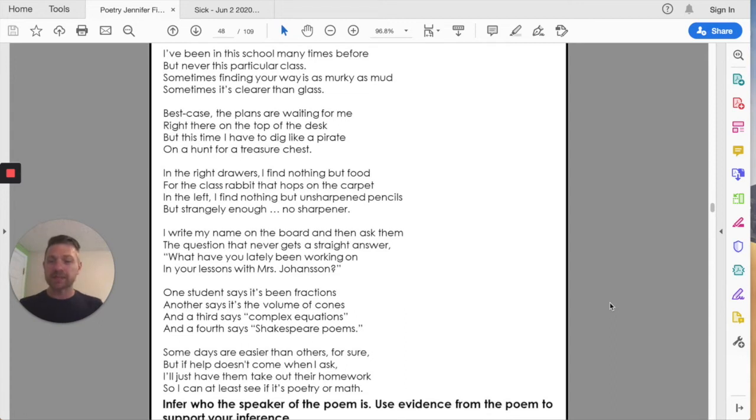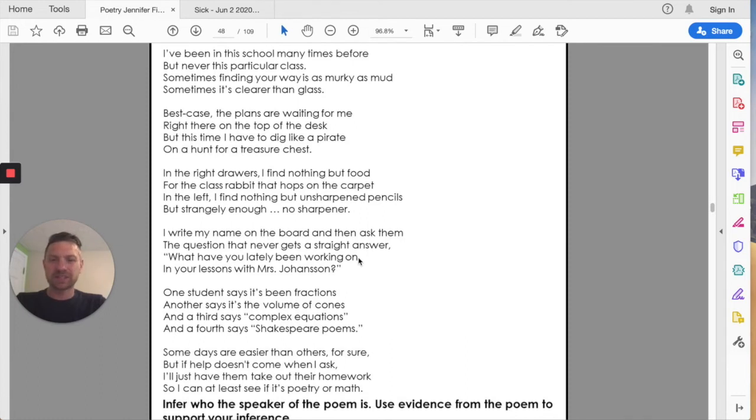And it probably is, right? Because this person is asking them what they've been working on lately. But there's some clues that it's a certain type of teacher. And if we think about it, this is actually a guest teacher or a substitute teacher, right? And let's look at the clues. So the teacher gets to school. They've been to the school before, but they've never been in this class. So you know it's not their regular teacher, right? It's saying the plans are waiting for me. Well, substitutes have to get plans from the regular teacher to know what to teach that day. But it looks like what happened on this day is there were no plans. So the teacher had to ask the students, hey, what have you all been working on lately?